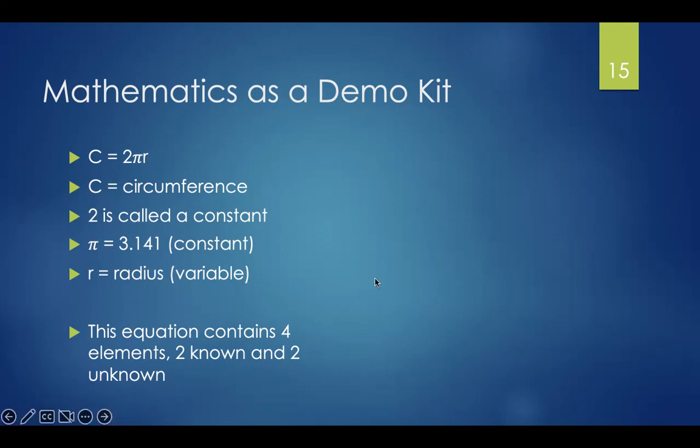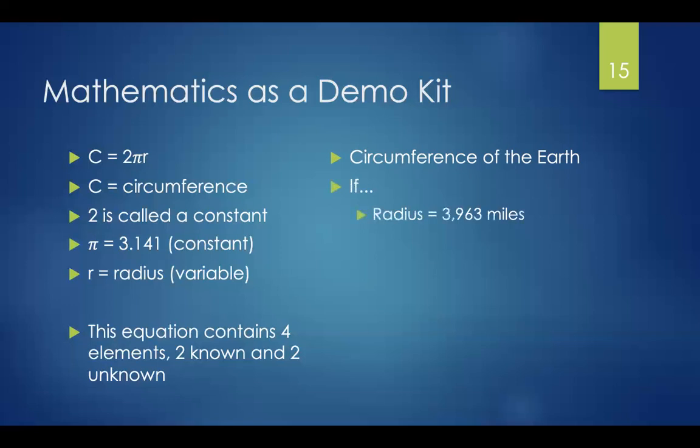You're very welcome. Okay, so this equation contains 4 elements. 2 are known and 2 are unknown, which means we have to know one in order to figure out the other. So we use this to study our actual facts. So we look at the circumference of the Earth. If the radius of the Earth is 3,963 miles, here's a question. How did I come up with the radius of the Earth? What did I have to do to get to that number?